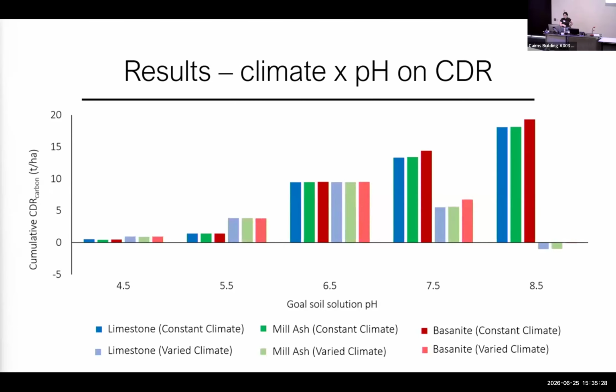However, when we model climate and soil properties more realistically to what we see in the field, that relationship changes very dramatically, where we now have an optimum at around 6.5 and pretty much negligible CDR in our most acidic and most basic soils.